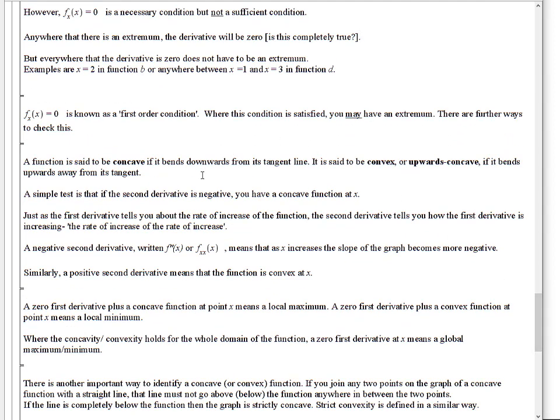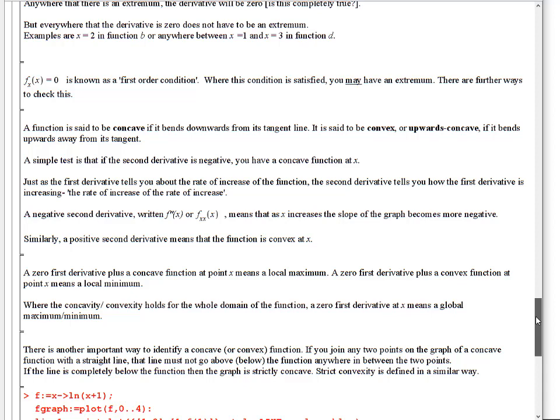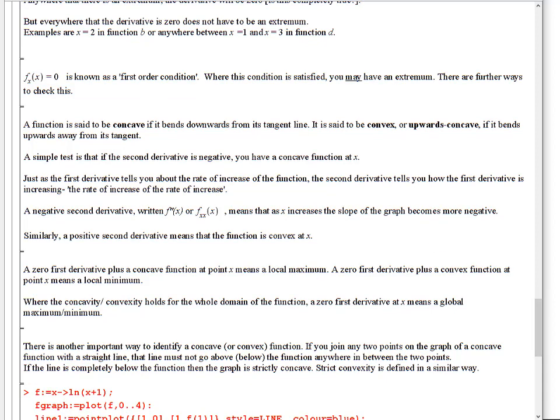And these ways are related to the shape of the graph. So you want to use derivatives to get at the shape of the graph. And that's what we do in the next few days. So the key words here are concave and convex. Concave is if it bends downwards from the tangent line, and convex is if it bends upwards.